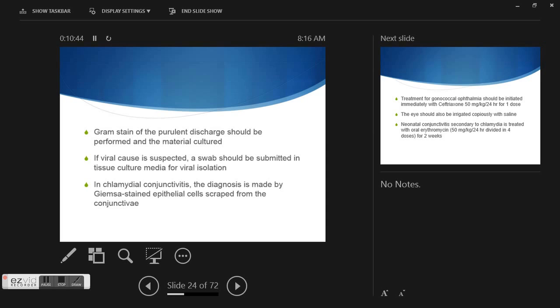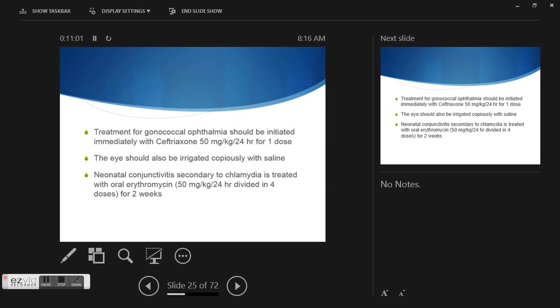Gram stain of the purulent discharge should be performed and the material cultured if possible. If a viral cause is suspected, a swab should be submitted in tissue culture media for viral isolation. And in chlamydial conjunctivitis, the diagnosis is made by Giemsa-stained epithelial cells scraped from the conjunctiva.